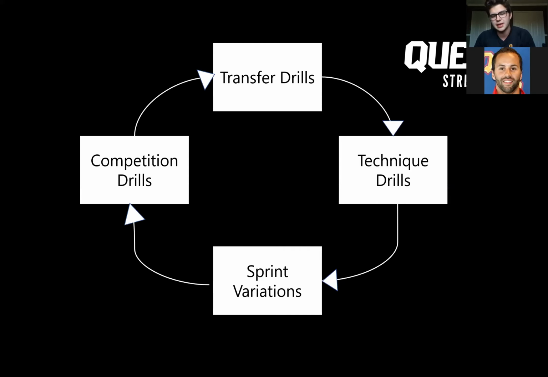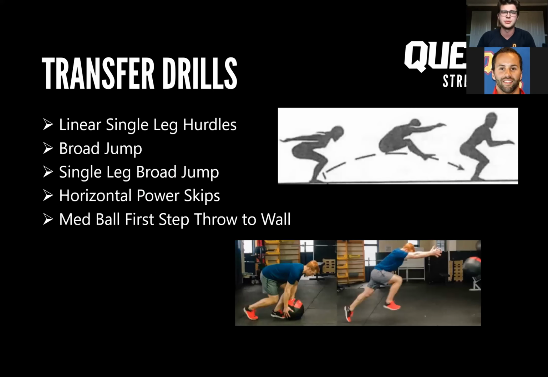A technique drill helps us get into the right positions that we want so that we can focus on joint angles or switches or however we can best get into that position. And sprint variations allow us to put all these things together in real time at the speed that we want to move at. And then competition drills are just to get competitive juices flowing and make things a little bit more exciting.